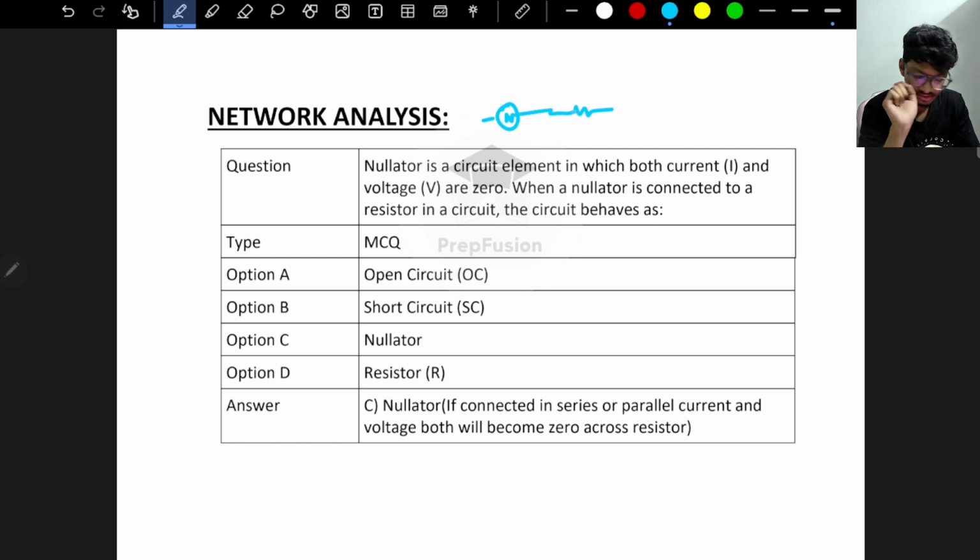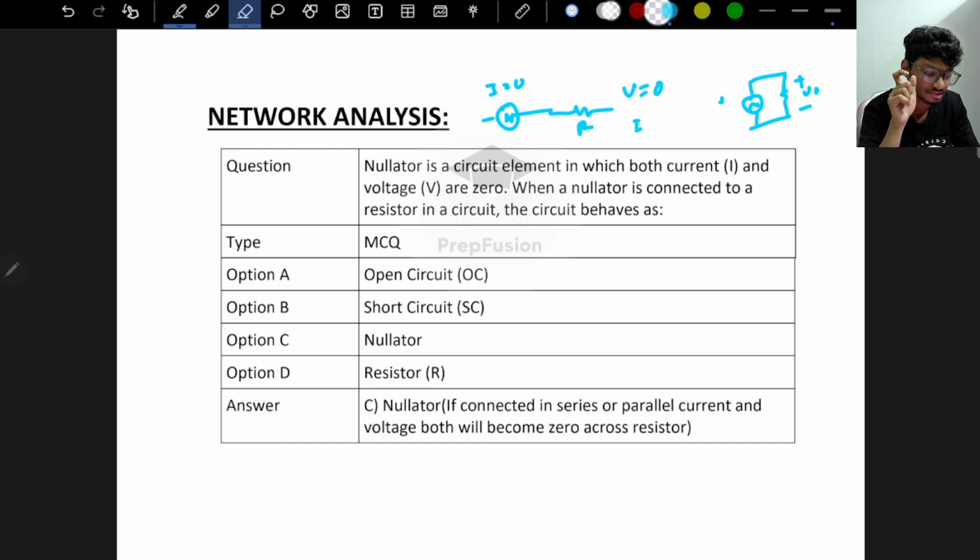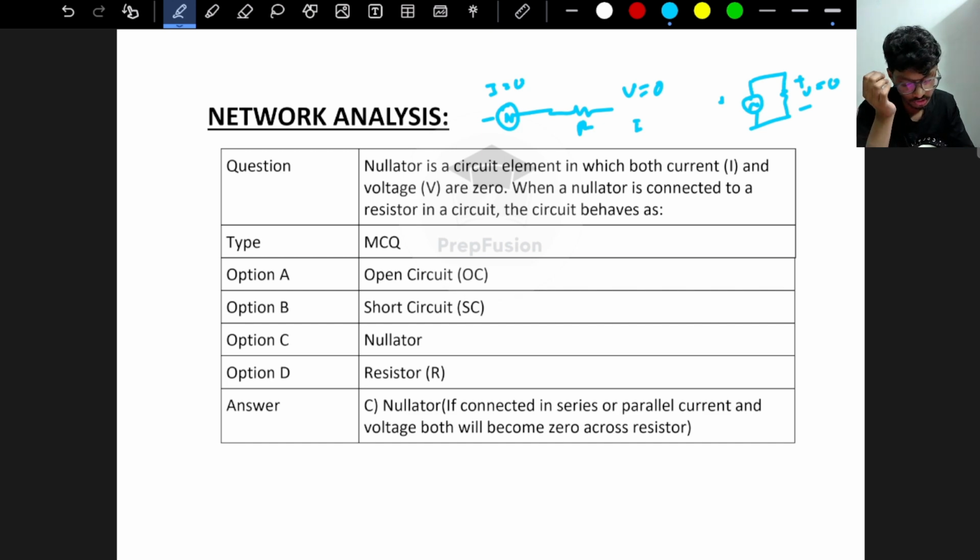If it is connected in series with the nullator, I know the current through the nullator will be 0, hence, being in series, the current through the resistor also will be 0. And the property of a resistor says voltage will also be 0. If current is 0, voltage is also 0. If it is connected in parallel with the nullator, same thing: the voltage across the nullator is 0, they are parallel, so the voltage across the resistor will be 0. If voltage is 0, then current will also be 0. So basically, the combination behaves as a nullator itself. Overall, the circuit also will behave as a nullator only.